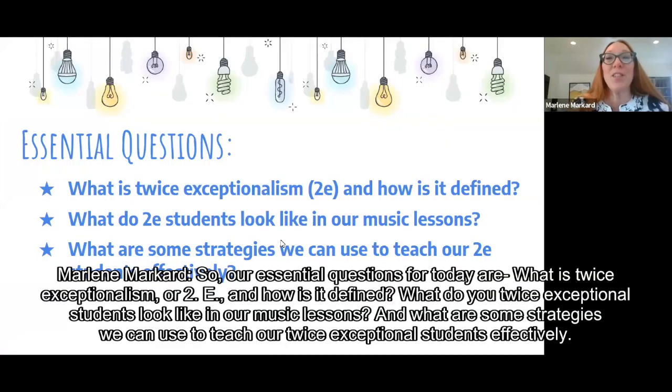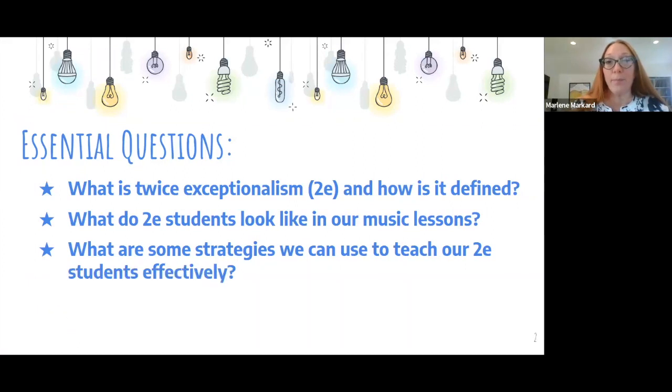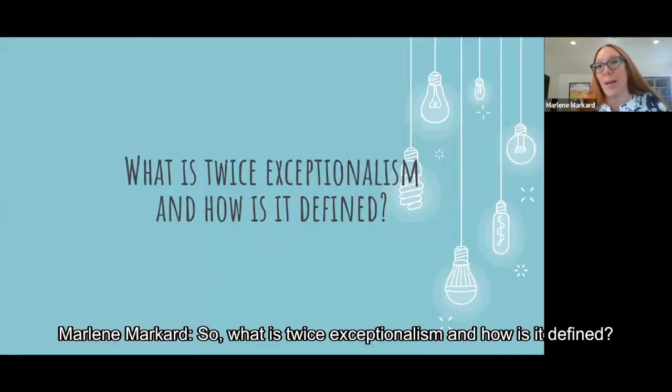So our essential questions for today are: what is twice exceptionalism, or 2E, and how is it defined? What do twice exceptional students look like in our music lessons? And what are some strategies we can use to teach our twice exceptional students effectively? So what is twice exceptionalism and how is it defined?